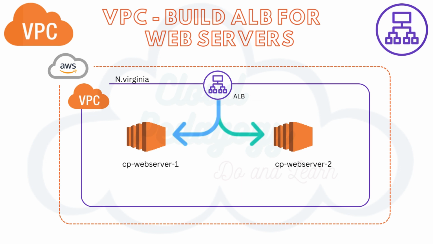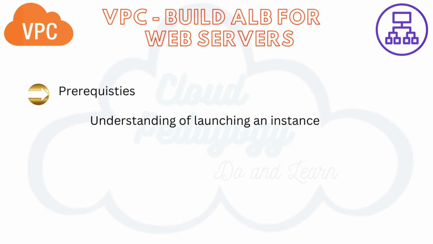So, before going through the lab, let's see the prerequisites. You should have a little understanding of how to launch an instance. In this lab, we have already installed a web server in the EC2 instance, and we have also created the security groups that allow HTTP and HTTPS rules. Thus, you need to have a little basic understanding of security groups as well. So, when you are ready, go ahead and look at our tasks.